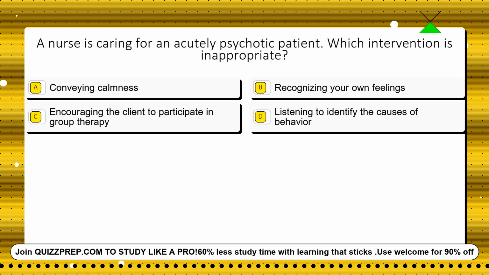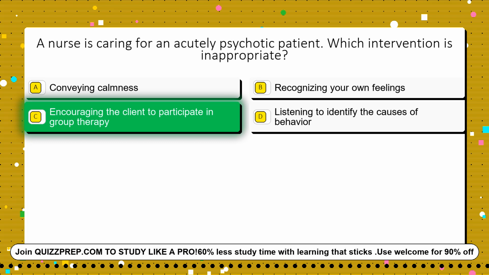Question 17. A nurse is caring for an acutely psychotic patient. Which intervention is inappropriate? Option A. Conveying calmness. Option B. Recognizing your own feelings. Option C. Encouraging the client to participate in group therapy. Option D. Listening to identify the causes of behavior.